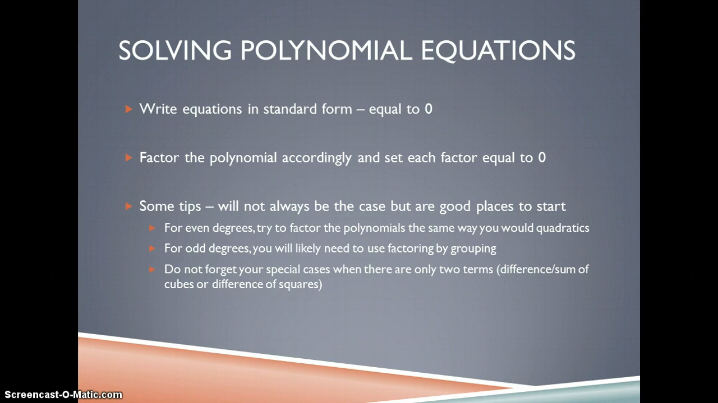For even degrees, try to factor the polynomials the same way you would quadratics, going way back to chapter 5. For odd degrees, most likely we're going to need to factor by grouping. And then obviously don't forget those special cases when there's only two terms. Those will either be a difference or sum of cubes or a difference of perfect squares.